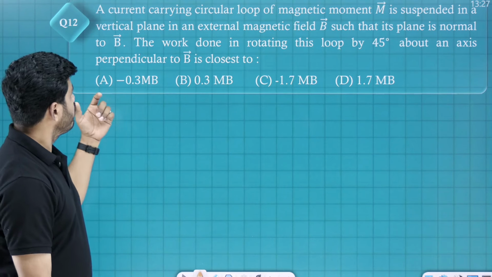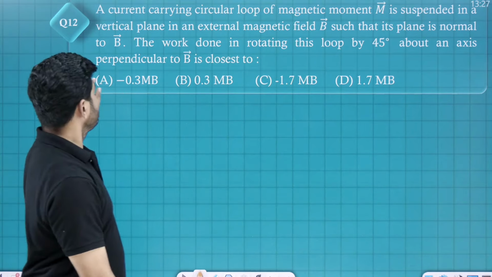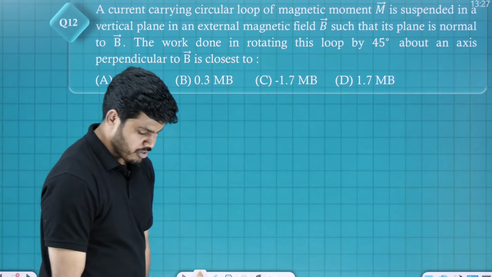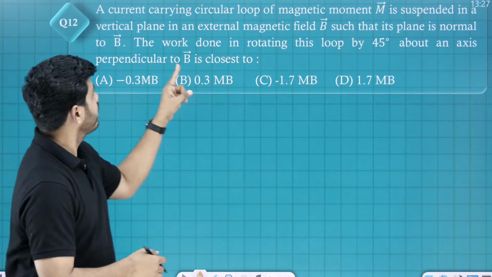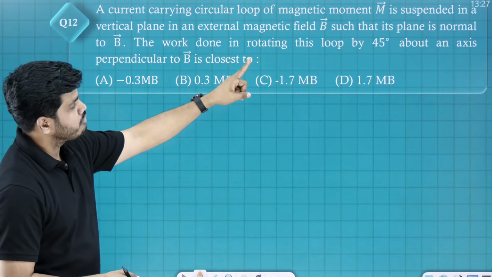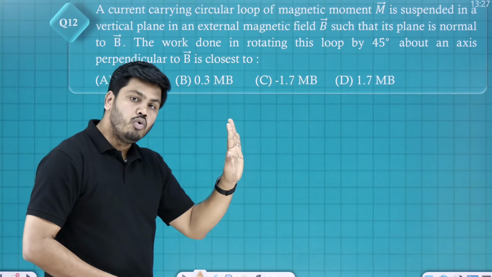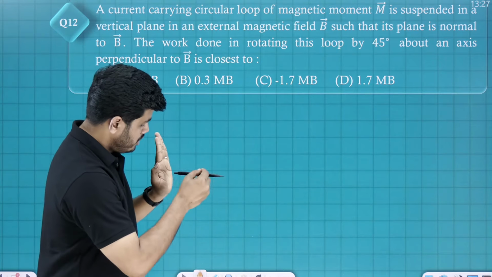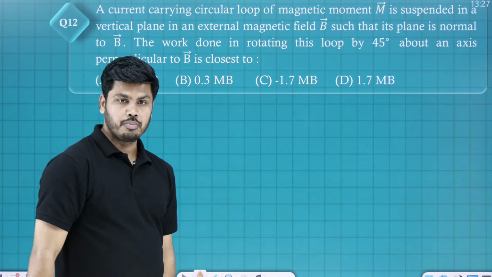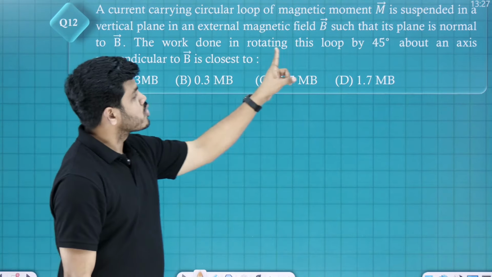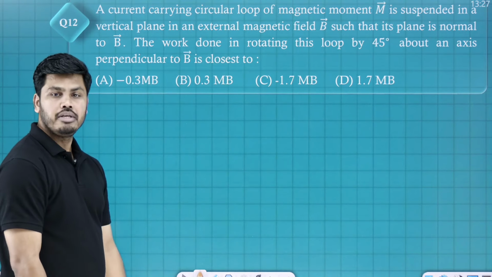12th one: a current carrying circular loop of magnetic moment M, suspended in a vertical plane in an external magnetic field B, such that its plane is normal to B. Yes, that's one of the most confusing statements in the questions we get: plane is perpendicular to the magnetic field. Plane of the loop normal to the magnetic field simply means the magnetic field and area vector are in the same direction, right? Yes, so theta is equal to 0. Good. The work done in rotating this loop by 45 degrees about an axis perpendicular to B.